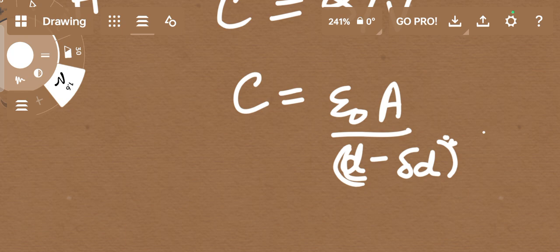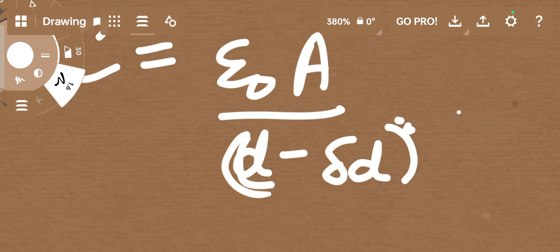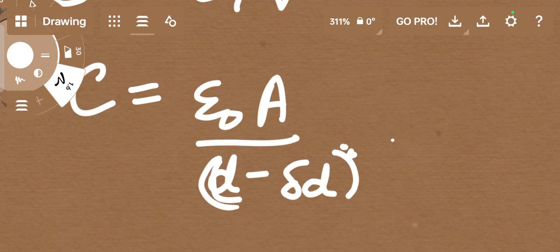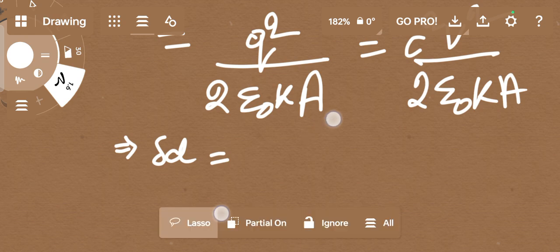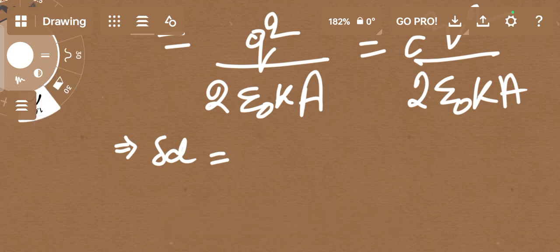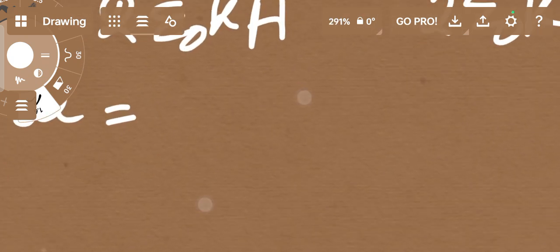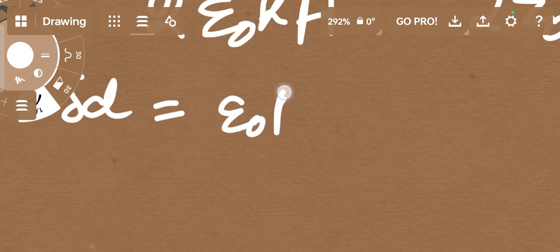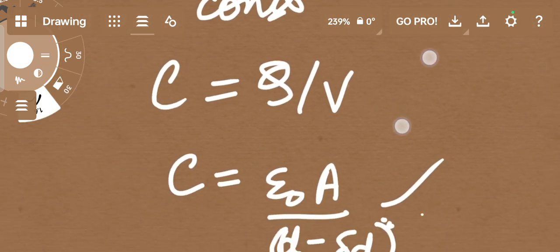So like that, it is epsilon 0 A by d minus del d. Here we have written d minus del d because we have to find this del d part. Del d is nothing, just a small differential change in the distance between the plates. Now replace C from the previous equation by this, so we will get epsilon 0 A by d, one will be cancelled, I think, right?